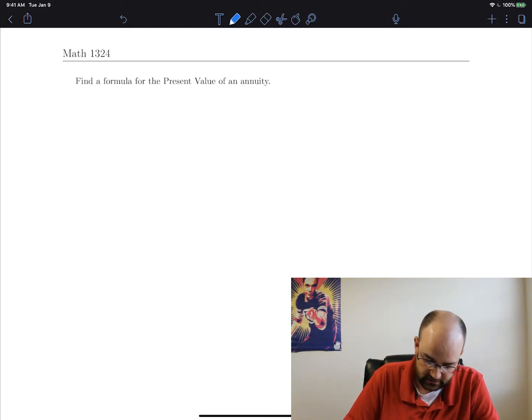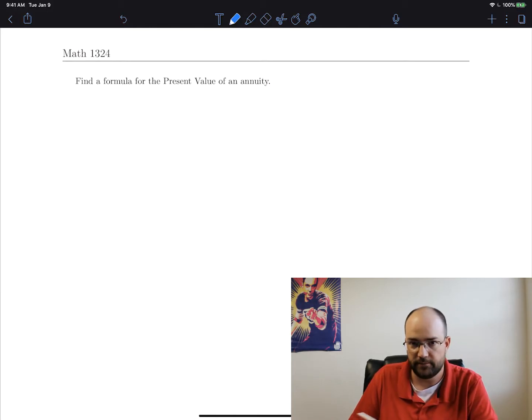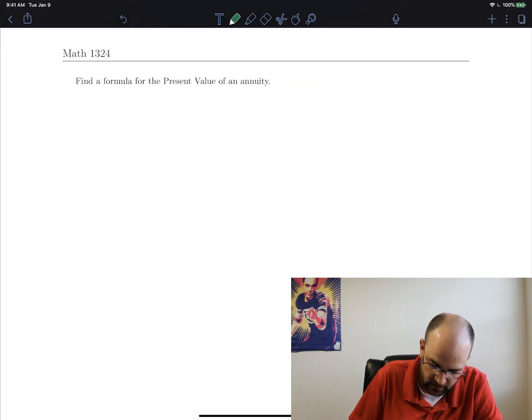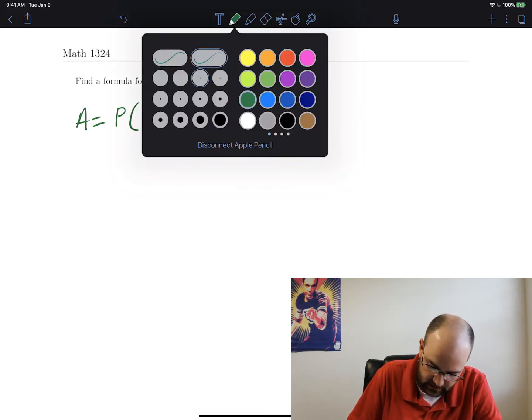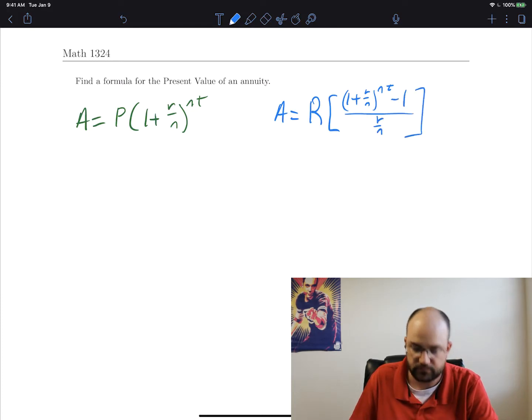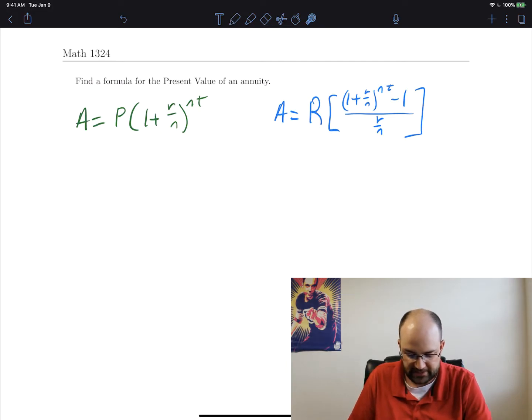So to do that, I've talked about future values of compound interest and just the annuities. Let's look at those formulas. For the compound interest, the formula is P times (1 plus r over n) to the n times t. And for annuities, it is A equals capital R times (1 plus r over n), all in parentheses, to the nt, minus 1, all over r over n. Good. Basically what I want to know is, when is this equal to this?